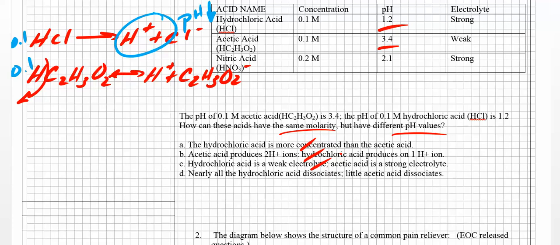D says nearly all of the hydrochloric acid dissociates, little acetic acid dissociates. Well, that's more in line with what we were saying in our answer. Hydrochloric acid is a strong acid. That means it's going to dissociate completely into hydrogen ion, whereas acetic acid is a weak acid, so little of the acid dissociates. We're going to put as our answer, with a great amount of confidence, letter D. And that'll do it for the first one.